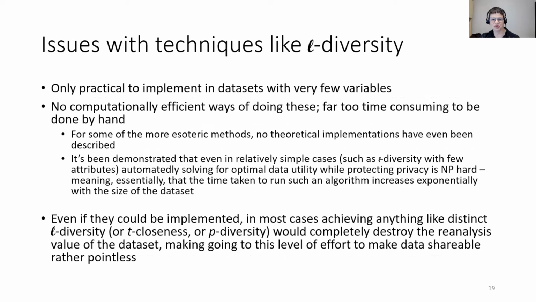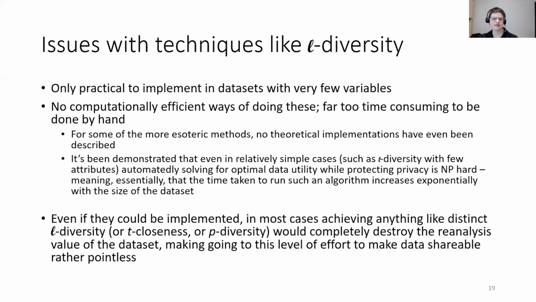Basically, the issue with techniques like L diversity is they're only practical to implement in datasets with very few data variables. There really aren't any computationally efficient ways of doing this. The larger your dataset gets, the more variables you have, the time it takes to do this computationally increases exponentially, and it's far too time consuming to do by hand. Some of them are esoteric methods of implementing confidentiality. They haven't even described theoretical implementations, and it's just very, very time consuming.